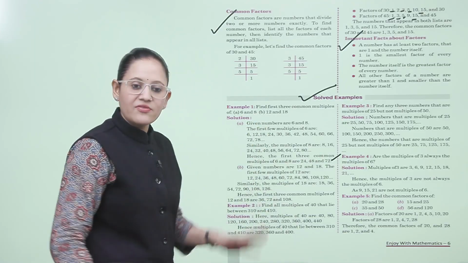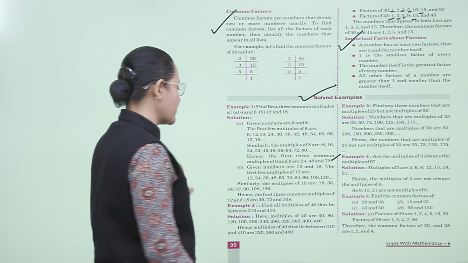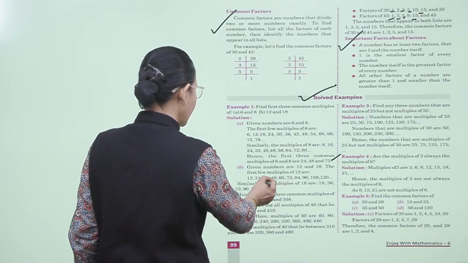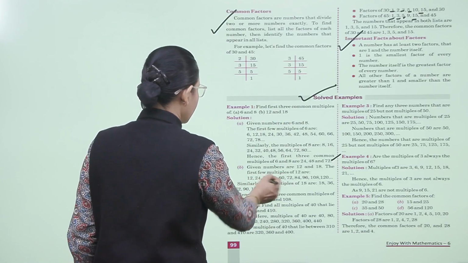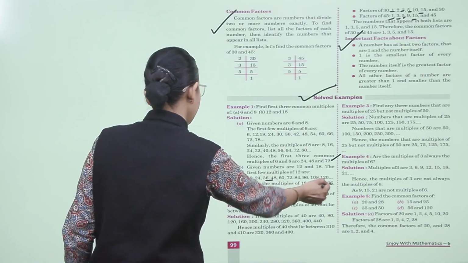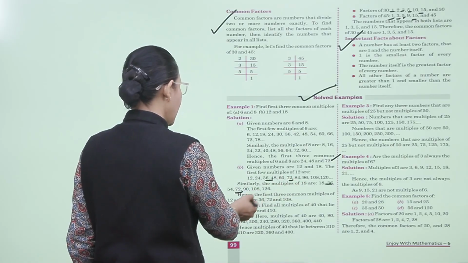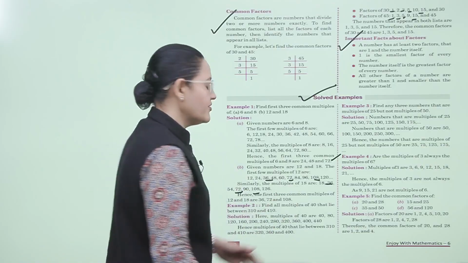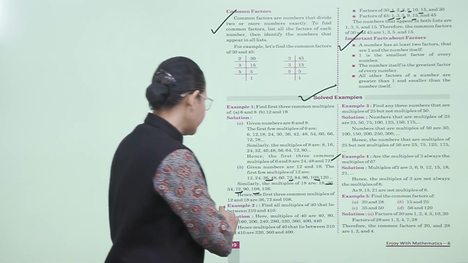For 12 and 18, we'll write the multiples of 12 and 18 and find out the first three common multiples. So the first three common multiples are 36, then 72 and 108. These are the first three common multiples. Clear? Next example.